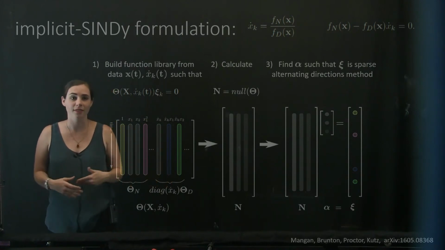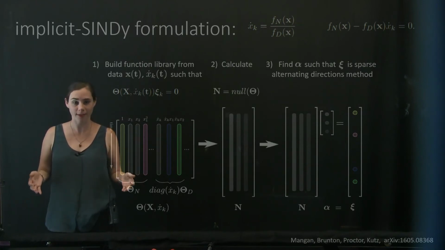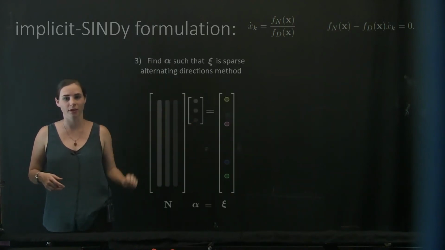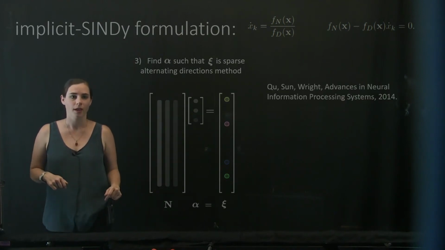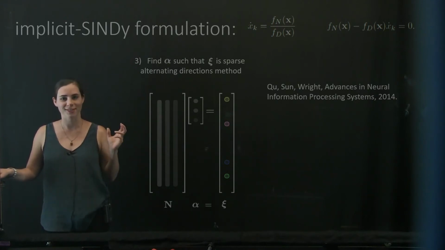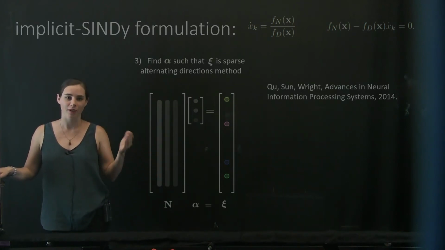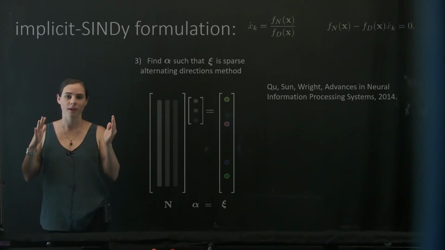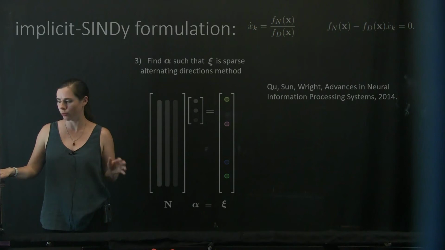So what we need is a method for finding a sparse vector in a subspace, and this problem has been studied, and we're going to use a method by Qu, Sun, and Wright that's fairly recent, and it's an alternating directions method. So it actually does what we did in original SINDy, where it solves the least squares problem and then thresholds, and it does a soft thresholding and does that sequentially. So what it's actually doing is solving an L2 problem and then solving an L1 regression problem.